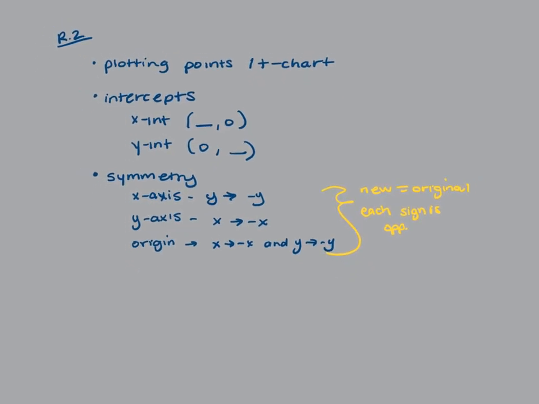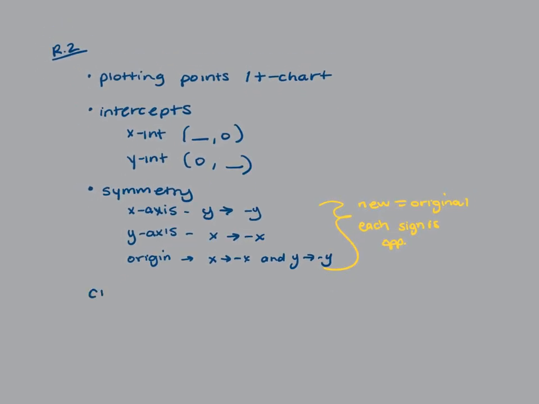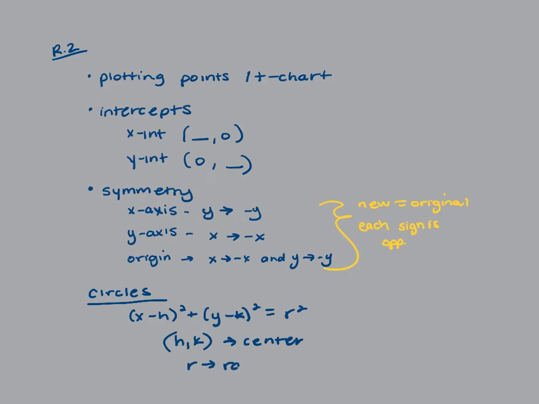Also in R2 were your circles. So remember, your equation is (x minus h) squared plus (y minus k) squared equals r squared, where (h, k) is your center and r is your radius.